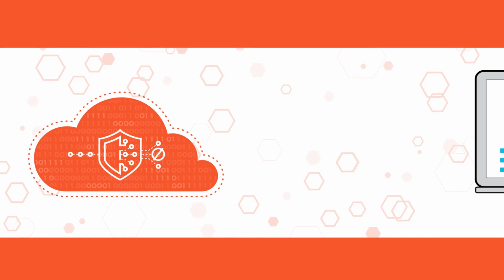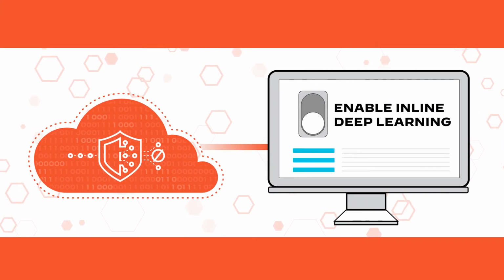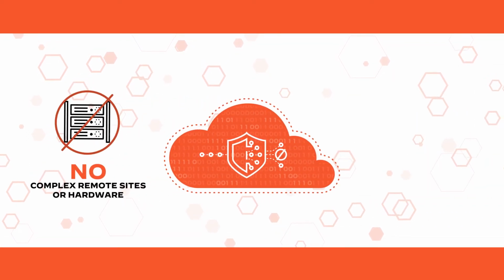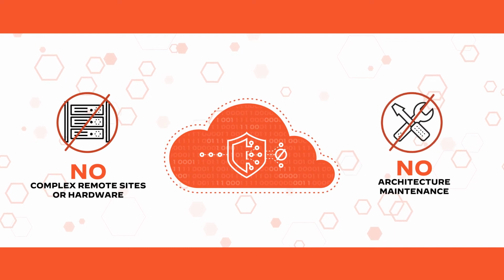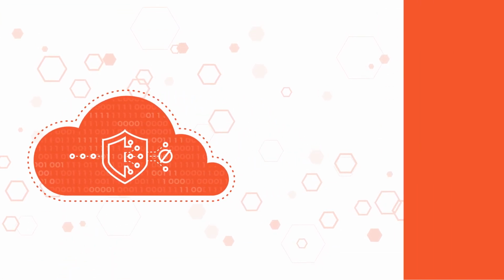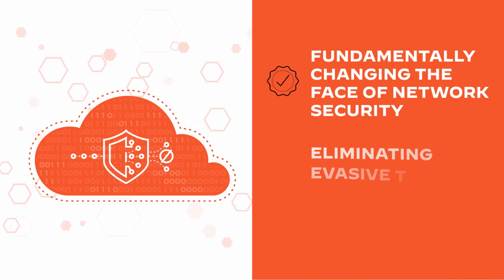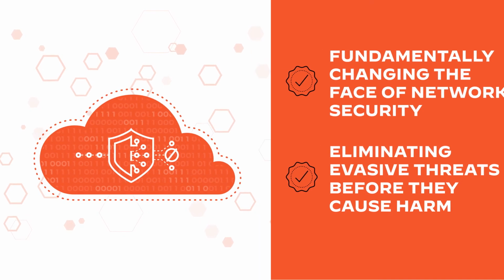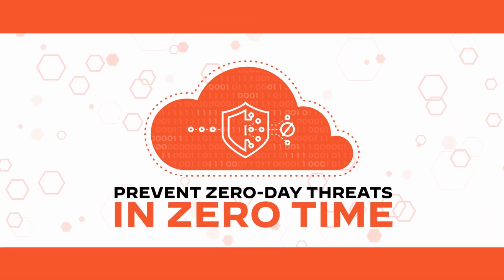As a core underlying technology built into our network security platforms, inline deep learning can be deployed with a flip of a switch. No complex remote sites or hardware required, and no architecture maintenance on your end. Palo Alto Networks inline deep learning is fundamentally changing the face of network security, identifying and eliminating evasive threats before they cause harm. Prevent zero-day threats in zero time with Palo Alto Networks.